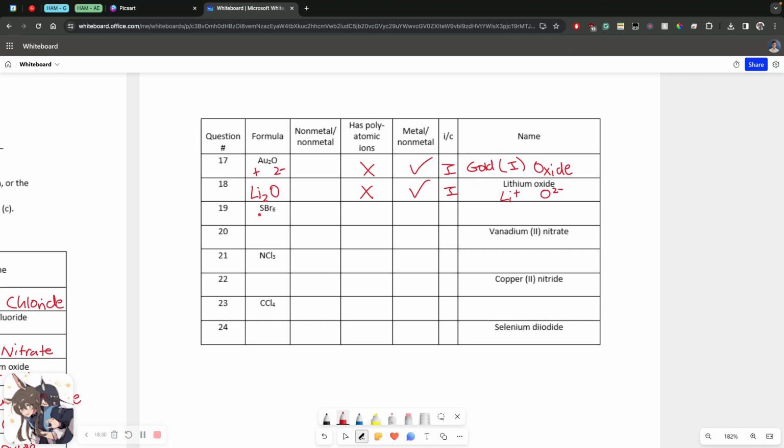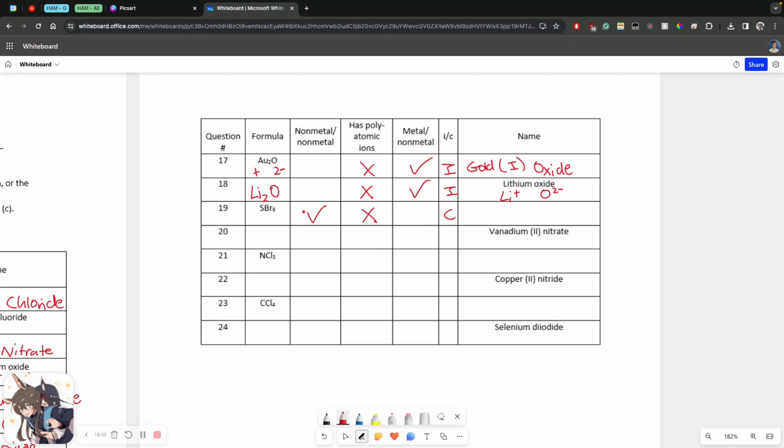SBr6. So sulfur and bromine. Sulfur is indeed a non-metal, so give it a checkbox here. Br simply is just an element. It is not a polyatomic ion. And we know that it is a covalent relationship here because of the non-metal present in SBr6.